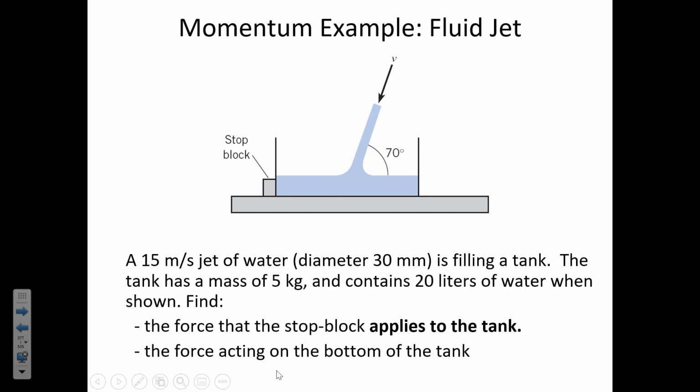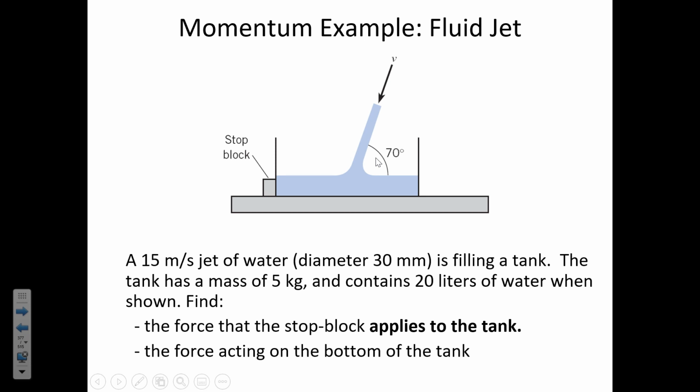And so the force that's acting on the bottom of the tank, the table is pushing up on the tank in the amount that supports the mass of the tank itself, the water that's in the tank, and then also the force that's generated by that fluid jet as it intercepts the water. So we're going to consider this in the X and the Y direction.